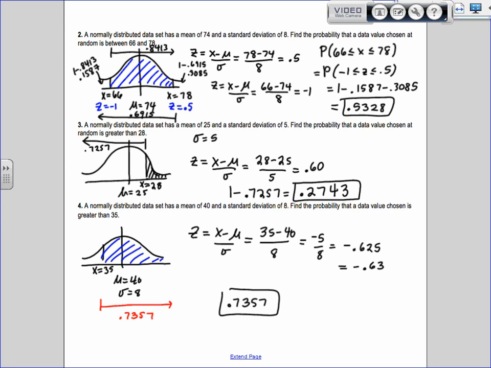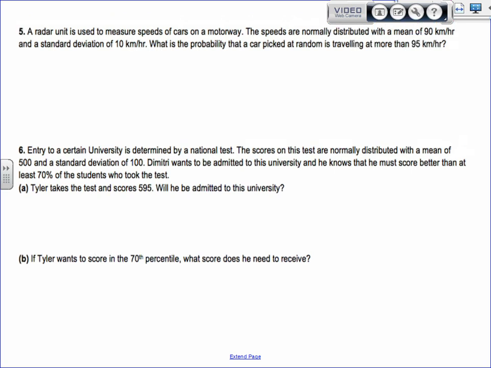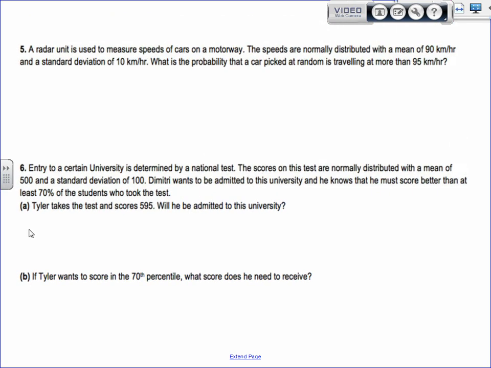Okay, making sense? All right, so you might have some story problems like this. Like I think on your homework you talk about a fire truck coming within a certain amount of time, and I don't know, there's lots of things you can do with the bell curve. So this one talks about a radar unit is used to measure the speeds of cars on a road. The speeds are normally distributed with a mean of 90 kilometers per hour and a standard deviation of 10. What is the probability that a car at random is traveling more than 95 kilometers per hour?